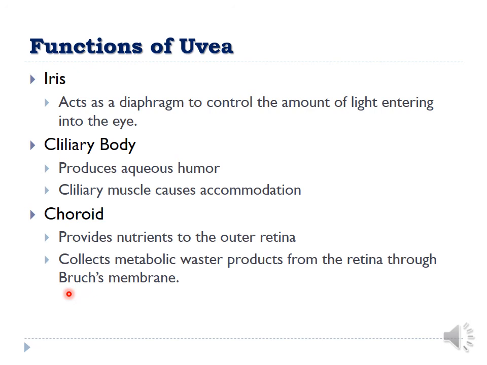A lot of waste products are produced in the retina, because the retina is metabolically very active; continuously it has to transfer the light energy into neural signals. So photoreceptor cells are one of the locations where a lot of photochemical reactions happen. All those metabolic waste products are collected by the choroid or choroidal vessels through Bruch's membrane. Why does the choroid collect them? So that these waste products can be removed out of the eye through the blood.